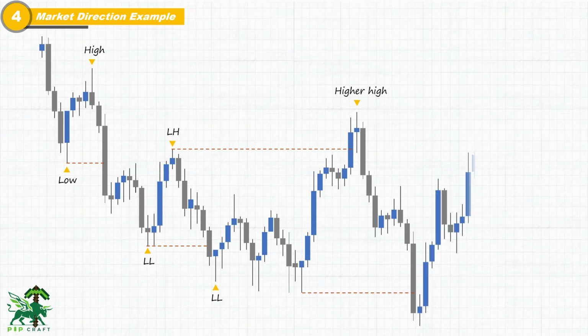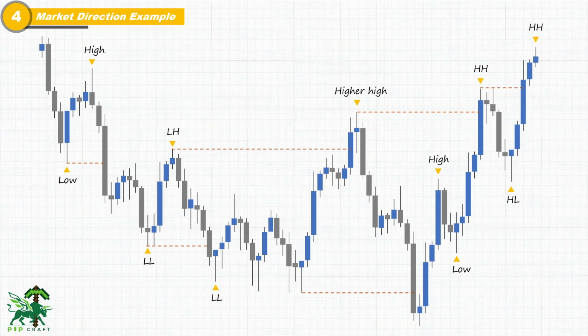Now, let's continue. Price forms 1, 2, 3 moves, breaking above market structure. So now we are in an uptrend. Then we get one more impulse and correction. So yes, this is a trend continuation. As long as we stay above the swing low, we're still in an uptrend. And if price breaks above the previous level, it means the trend continues.